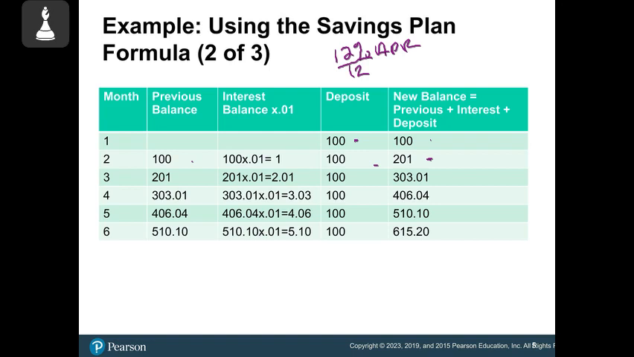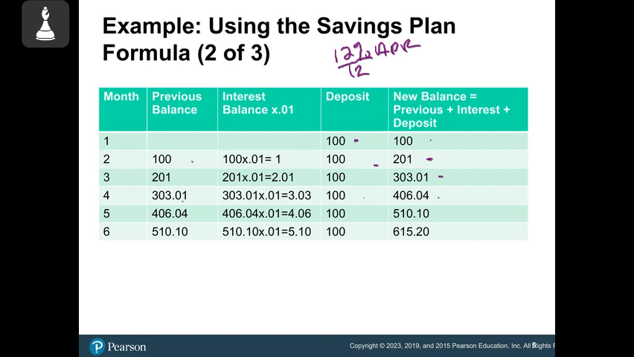That's going to be used to calculate the interest in the next month. So we'll take 201 times our 1% interest for the month. We're going to get $2.01 this month. But we're also going to deposit another $100. So adding these all together, we now have a balance of $303.01. We will earn 1% interest on that $303.01, and that will be $3.03. We're going to deposit another $100, add these values together to get our $406.04 at the end of month 4.